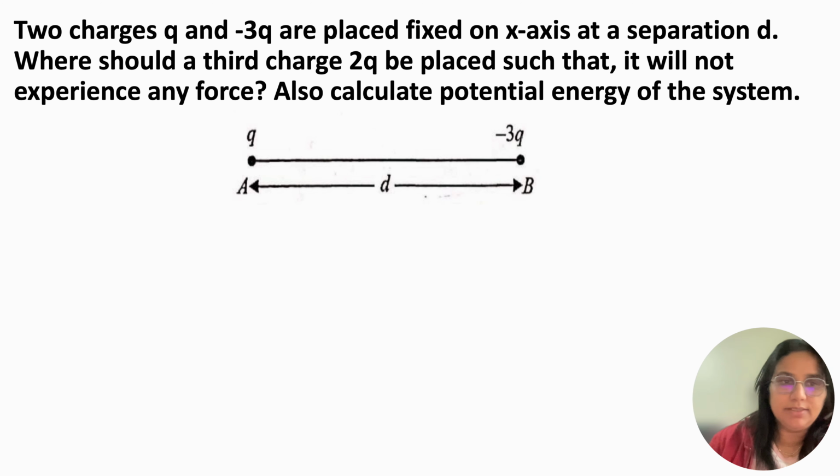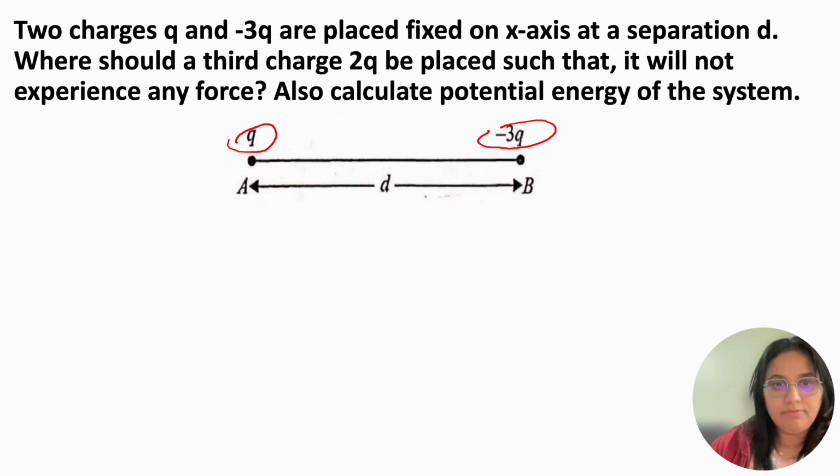So we need to place a third charge 2q at a position x such that the net force acting on it is 0. What are the two possibilities? The first possibility is between q and minus 3q. If we place 2q between q and minus 3q, the force due to q will repel 2q to the right and the force due to minus 3q will attract 2q to the left. Therefore, it cannot be in this region as the net force will not be 0.